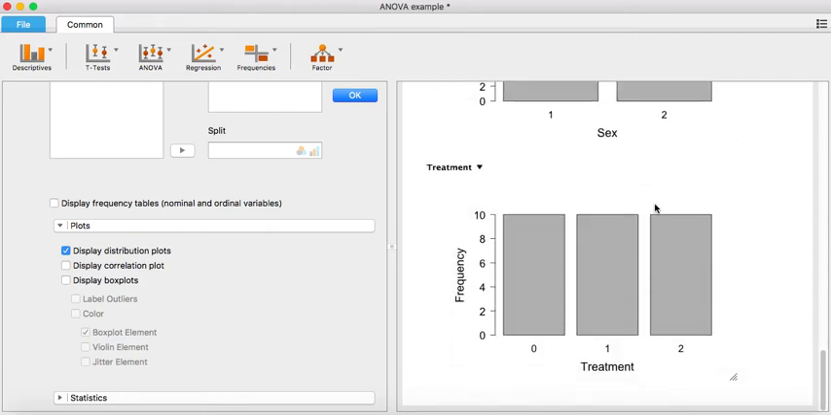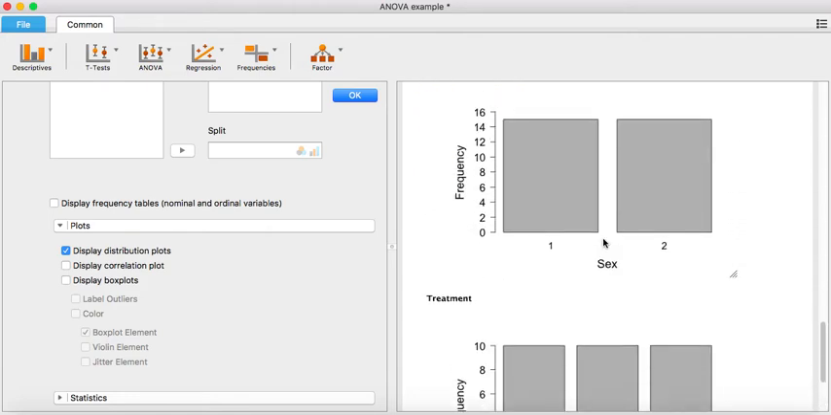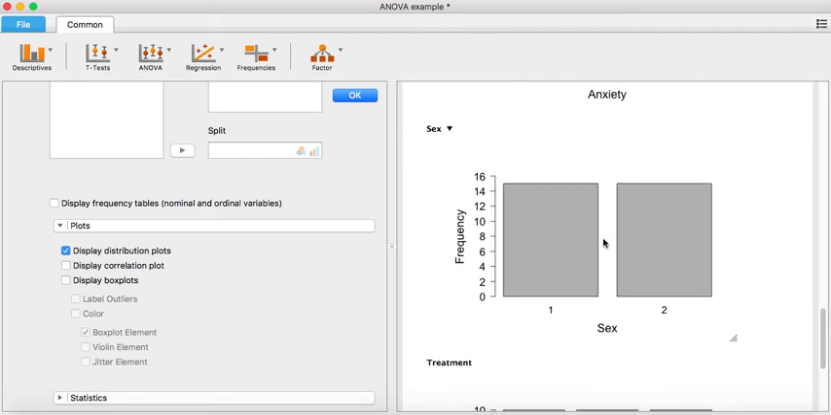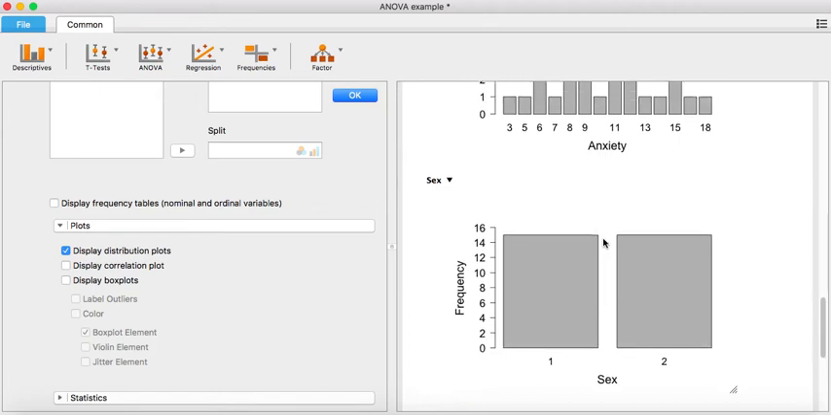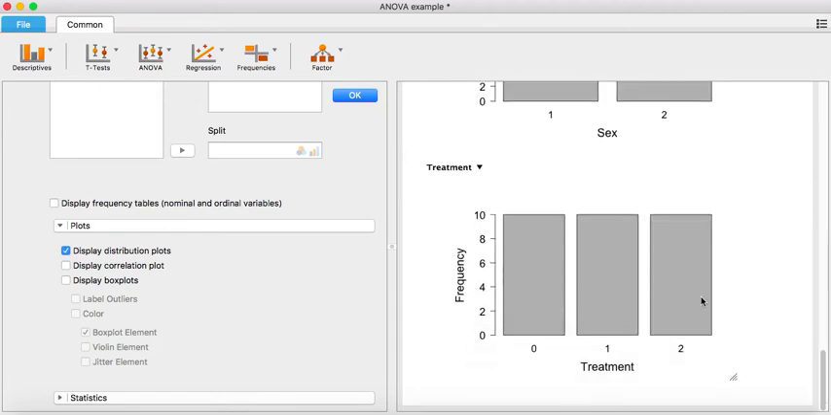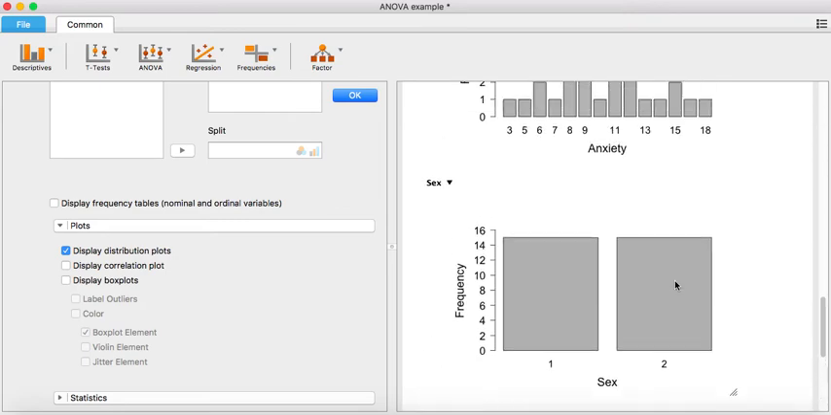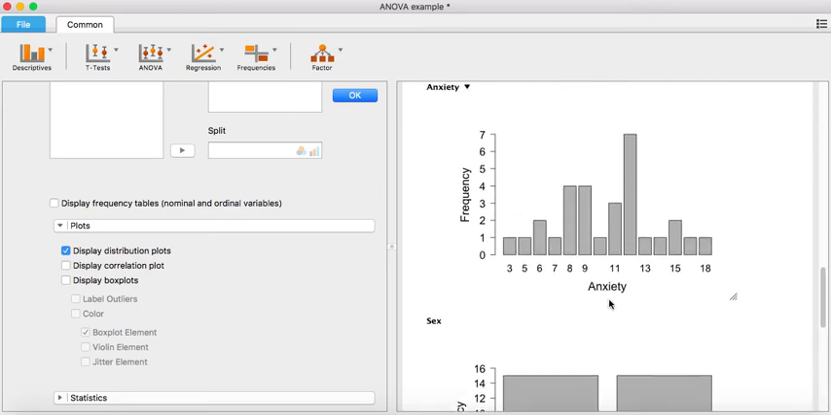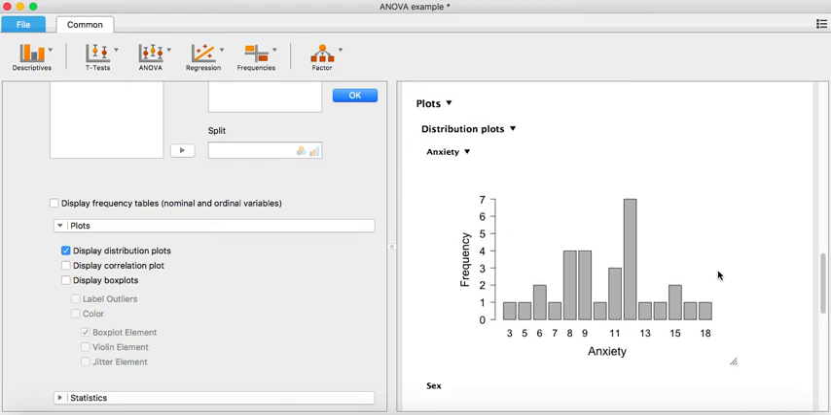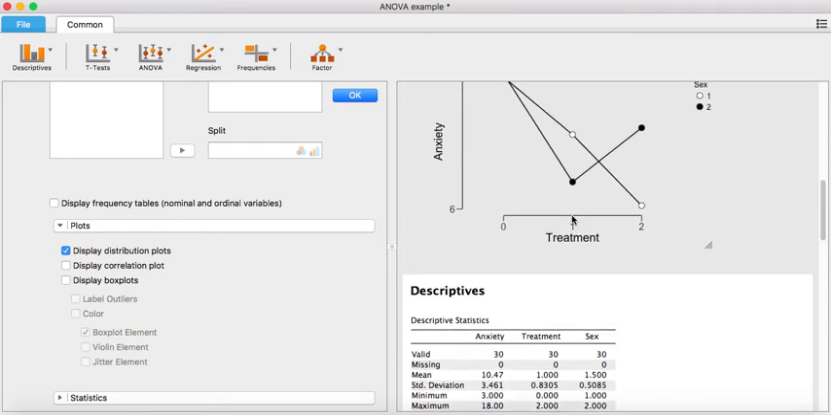Now, of course, the histograms for treatment and sex are not going to be interesting. They're going to be unimodal because they're just groups here as far as frequency, because we have the same amount of men and women and the same amount in each of our groups. However, what we're interested in is the frequency of anxiety scores, and you want to be able to describe the shape of this histogram. In this case, it looks like we have a slight skew, but for the most part, it is relatively normal. So here we have it.